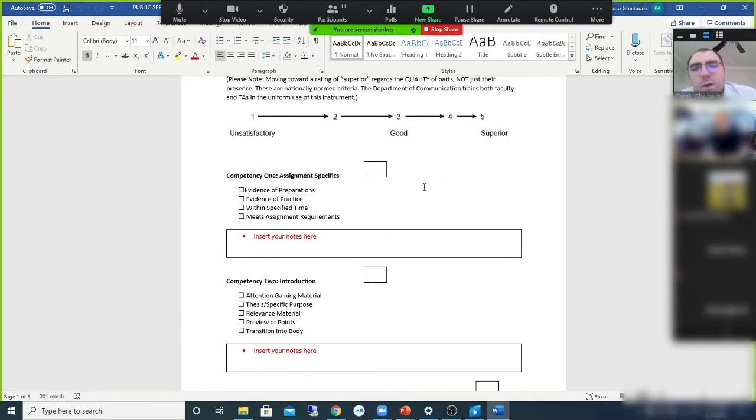So competency 1: assignment specifics, evidence of prep and evidence of practice. The way that I do these grades is based on two things. One, when you were delivering your speech, did you stop in the middle of a main point and say, oh, that's sort of all I have for this, so I'm just going to move on to another point? Or say, that's all I have for this and that's the end of my speech? I've had both situations happen. In that case, you definitely don't get the points for prep and practice.